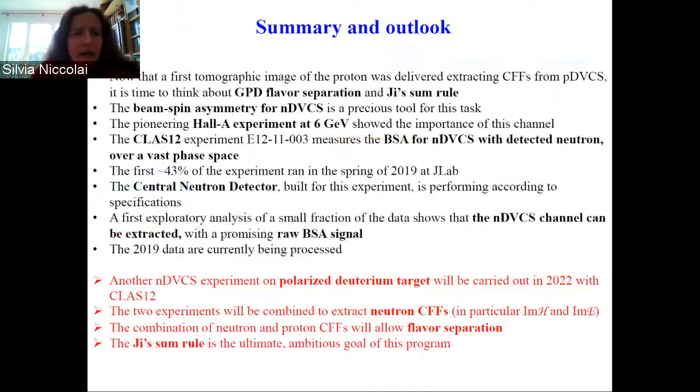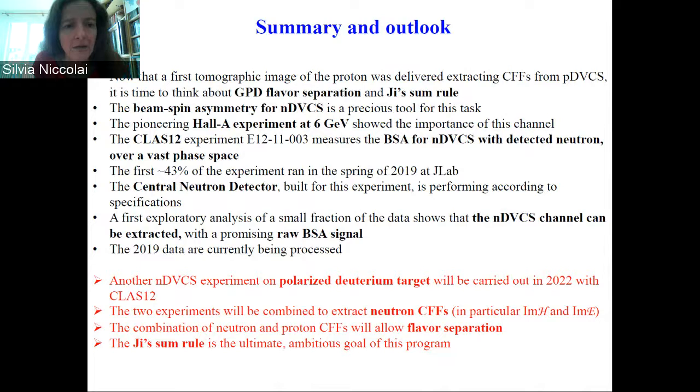So I get to my summary, and basically now we know a lot about the proton. We have managed to provide a first idea of tomography, so we can think about flavor separation and the GSUM rule, and for this we need the neutron DVCS measurement. The importance of this measurement was shown by the Hall A measurement at 6 GeV, and now with CLAS12 we can cover a vast phase space, and we can add the detection of the neutron and minimize the systematics in the selection of the final state.